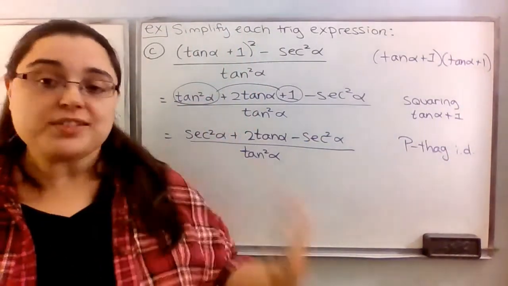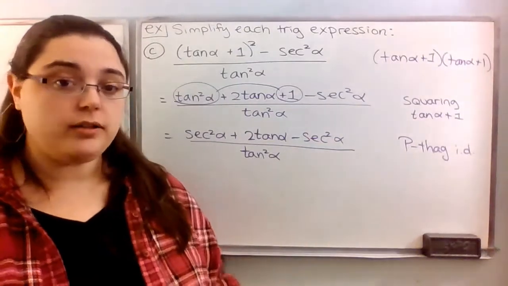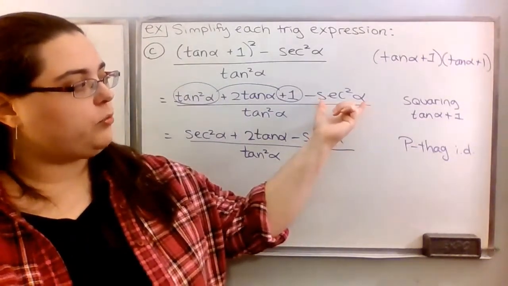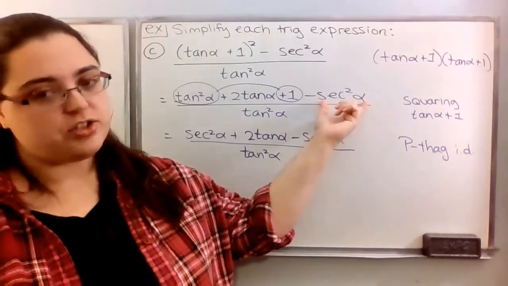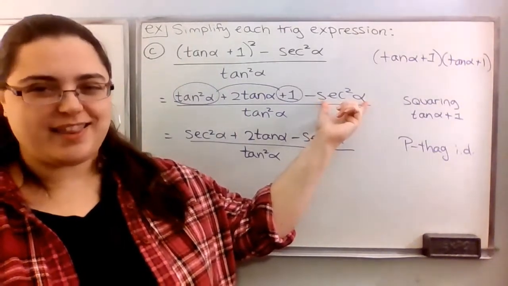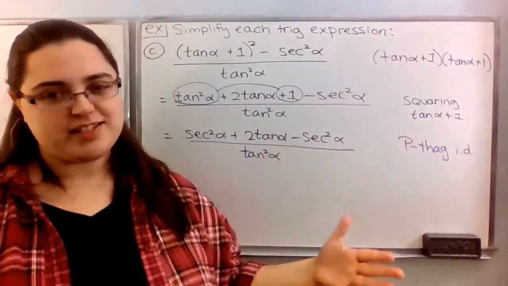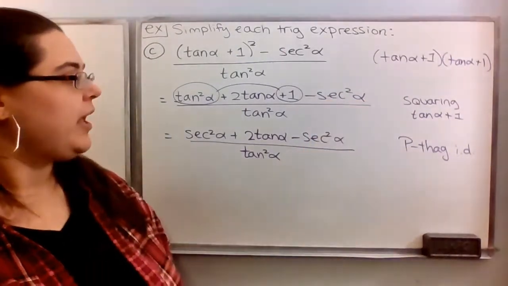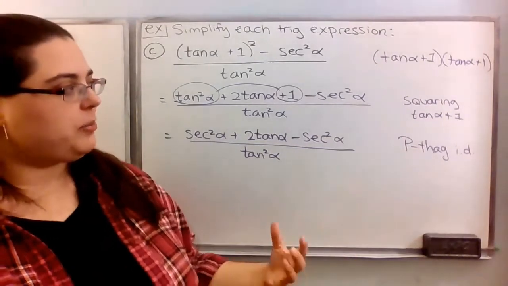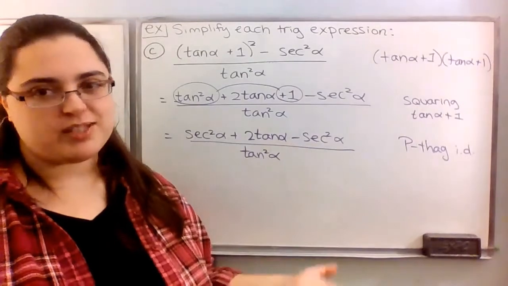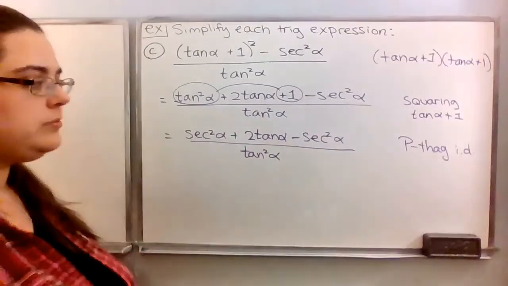Now I'll point out, if you didn't see that, that's totally fine. You could also replace secant squared alpha here with 1 plus tangent squared alpha. I keep saying theta, I apologize. You could replace your secant squared alpha with 1 plus tangent squared alpha. And you would end up getting a similar sort of simplification process. So it would still work out if you were to do that.